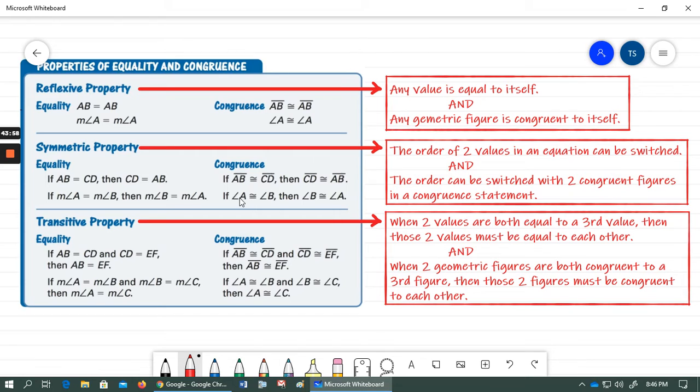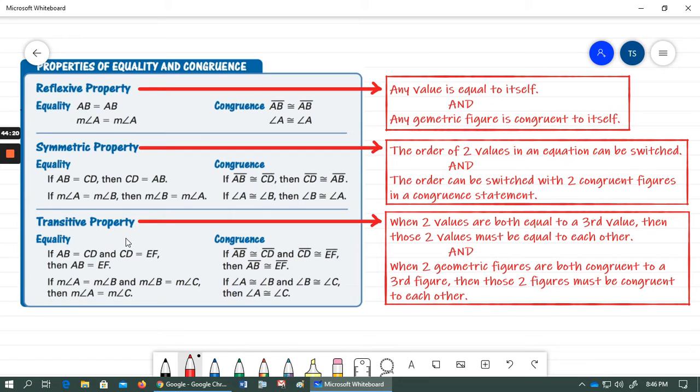Like what you see there, with angle A is congruent to angle B. If angle A is congruent to angle B, what that means is that if you switch the order of that congruent statement, that also means angle B must be congruent to angle A. Okay. All right, and then the last one, the transitive property here.